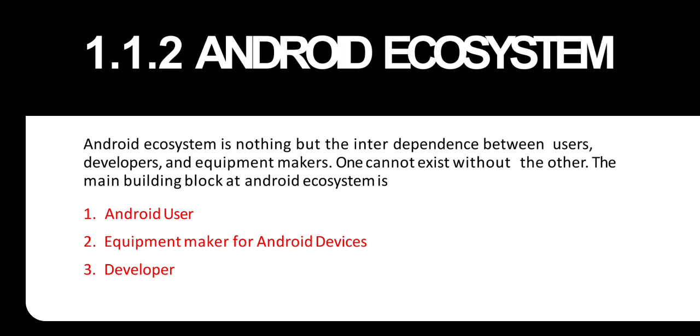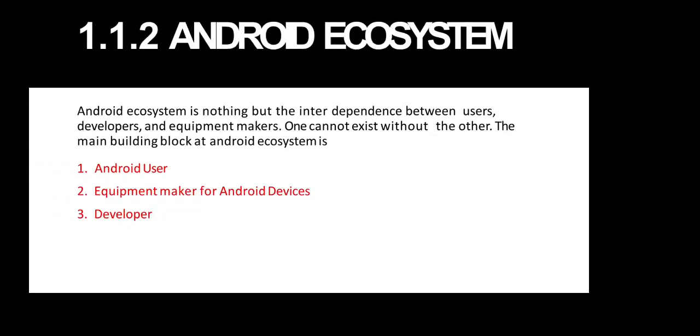This is the main building block of the Android ecosystem. One is the Android user. Another one is the equipment which is supportive to Android, that is Android devices, and the third one is the Android developer.